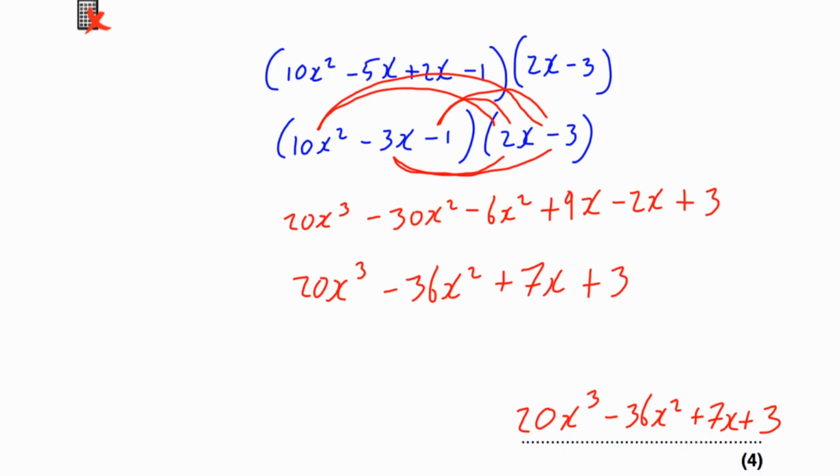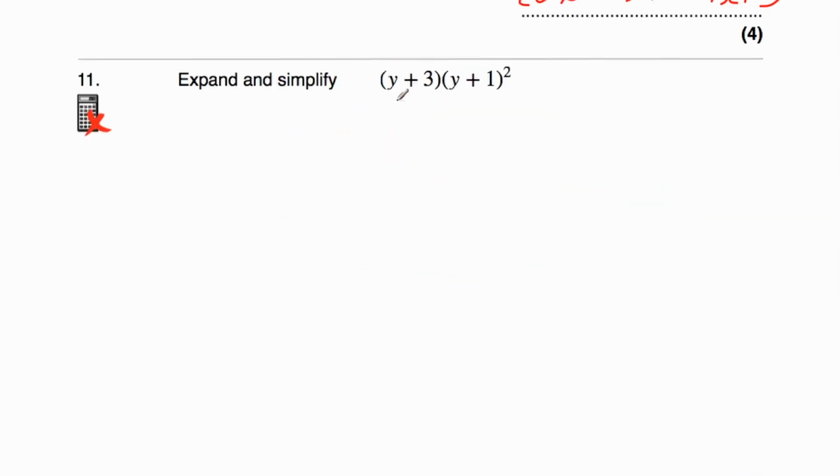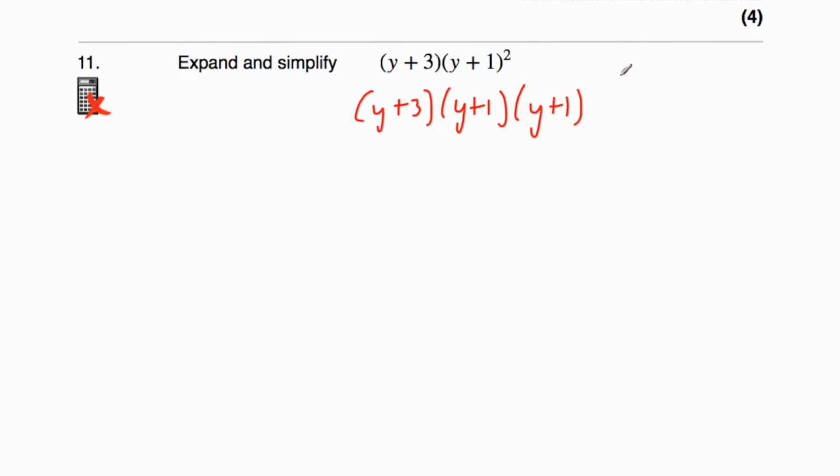Okay, our next question. So question number 11. Question number 11, we've been asked to expand and simplify y plus 3, and then in brackets y plus 1 squared. So remember, whenever we're expanding brackets, whenever we're squaring, we're multiplying the bracket by itself. So this is going to be y plus 3, and then in brackets y plus 1, and then another y plus 1, because we're multiplying y plus 1 by itself. So we now just need to multiply these three brackets together.